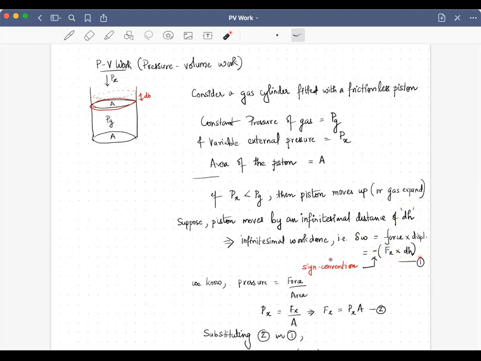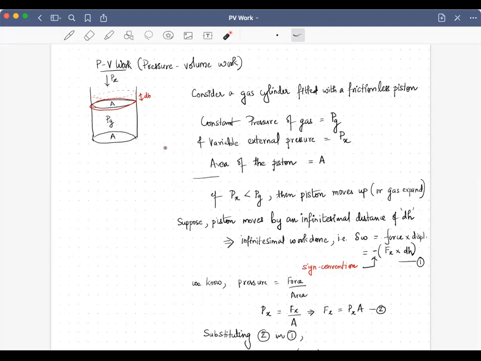Now, if you remember the sign convention that I talked about, since the piston is moving in the upward direction, the work is done by the system. So the gas is doing the work and pushing the piston in the outward direction.